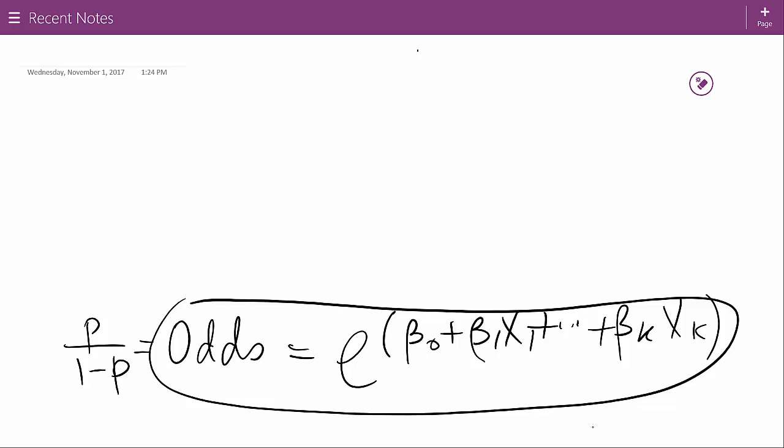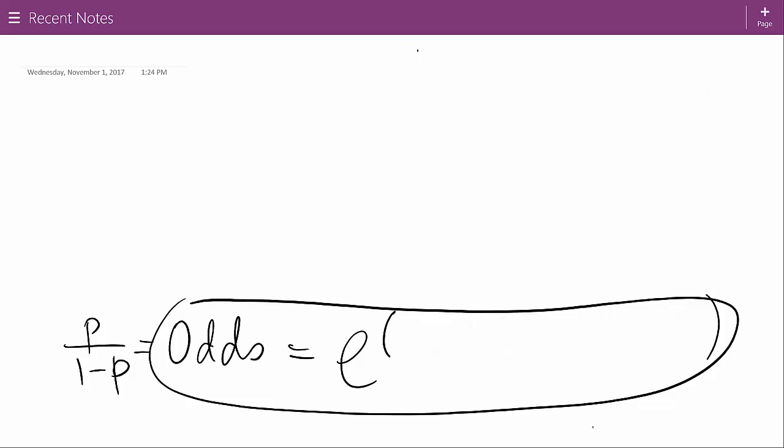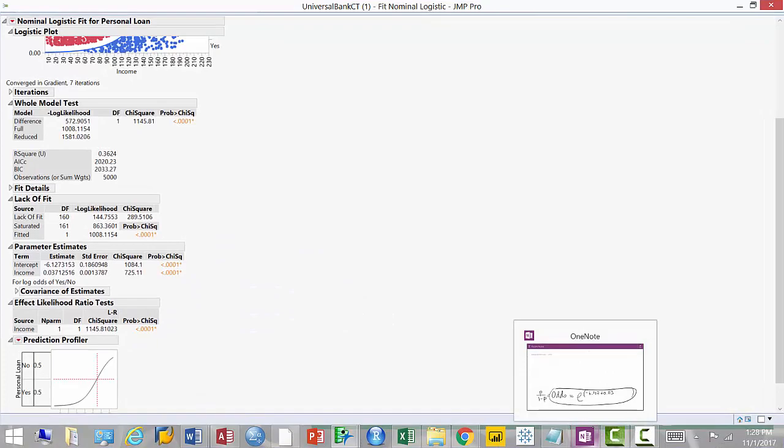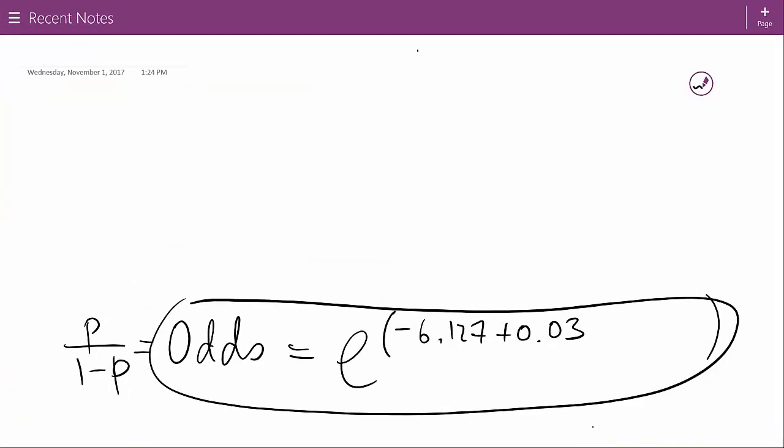Okay, good. So suppose that I'm sitting, and let me get back to my good old model, right? e to the power minus 6.127 plus 0.0371 times income. So this is the model that I have right now, predicting the odds of getting a loan out of the bank if I know the income and nothing else. Okay, good.